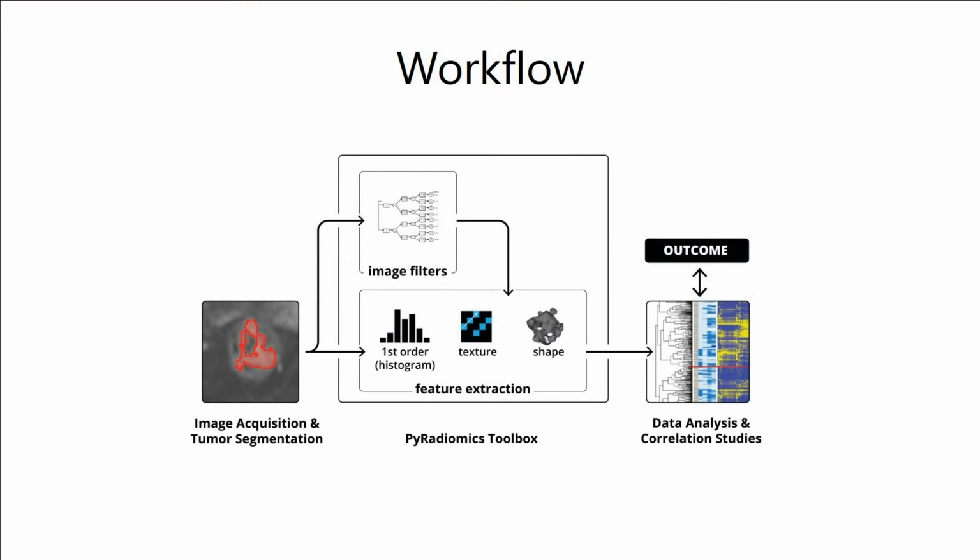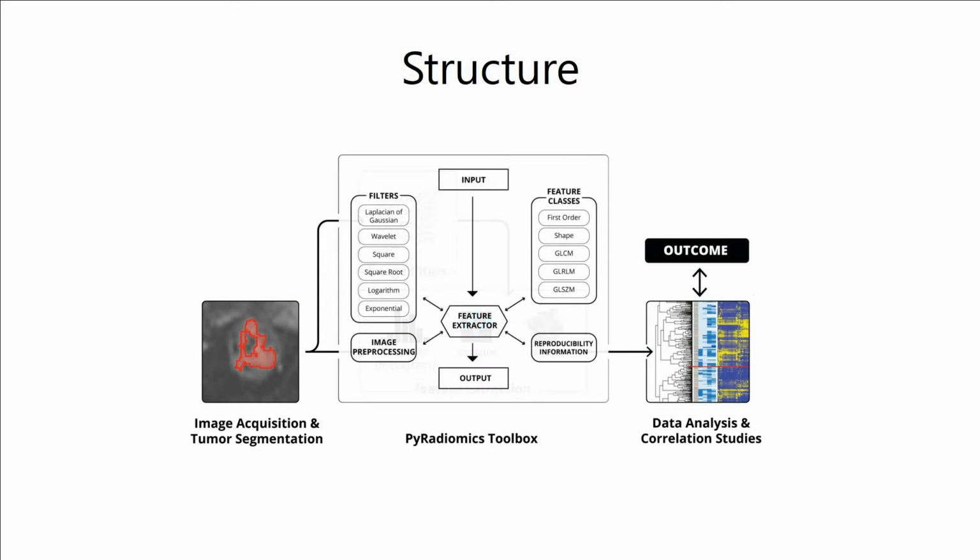PyRadiomics provides a pipeline to extract radiomic features from medical imaging data. PyRadiomics contains features for first-order statistics as well as descriptors of the texture and shape of the region of interest. These features can either be extracted from the image directly or from images derived from the original image using a choice of available filters. Extensive documentation on the available features and filters is available online. Once all features are extracted, results are combined and returned to the user for further analysis.